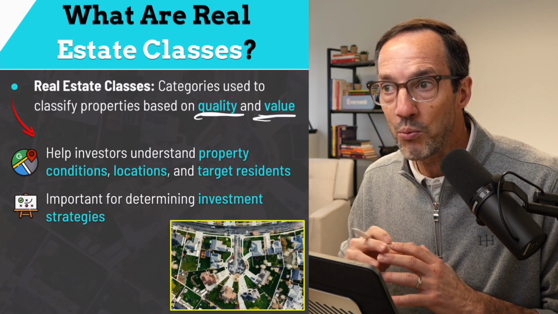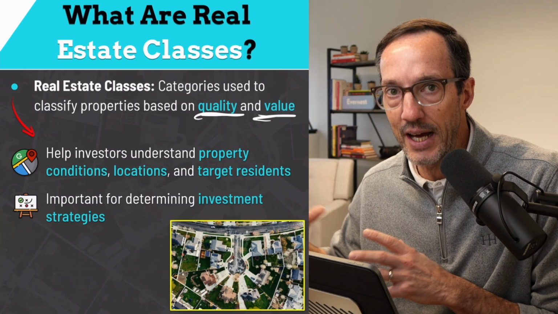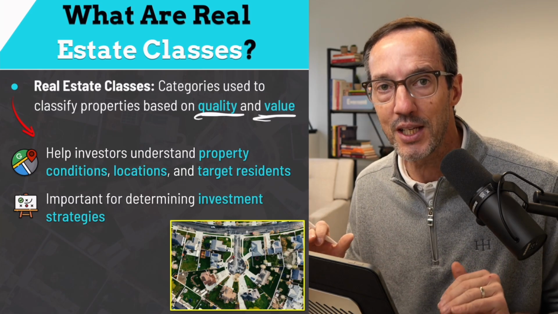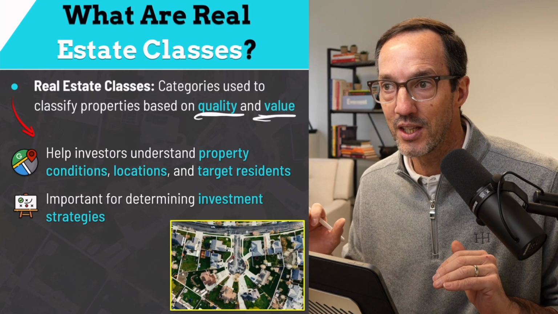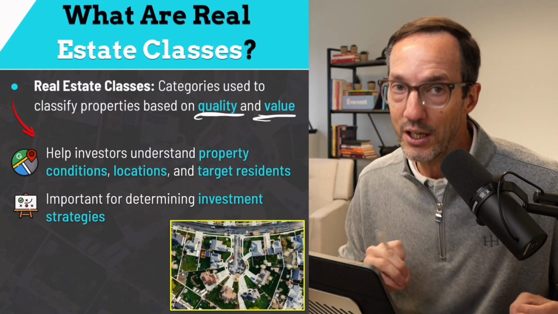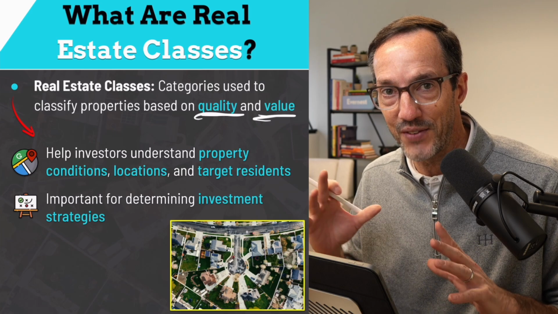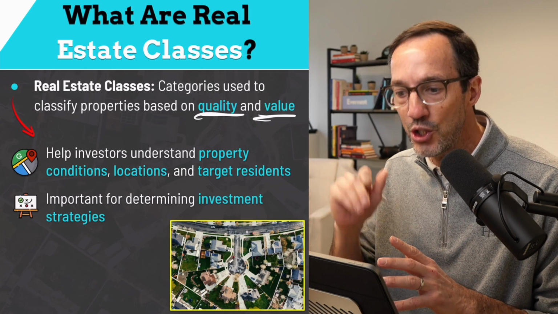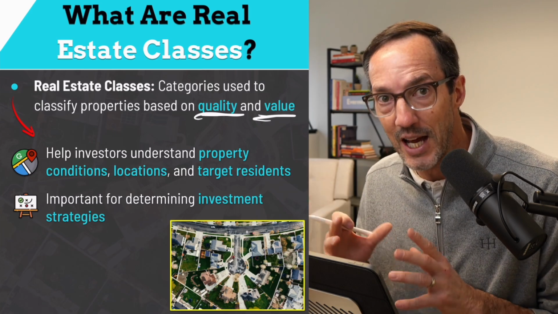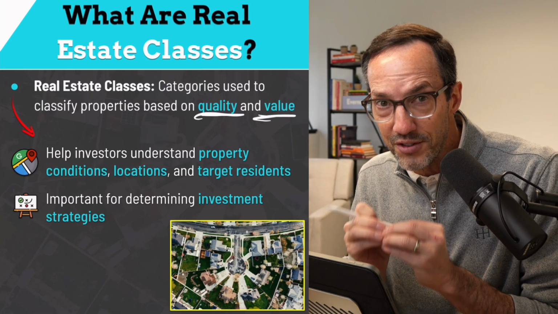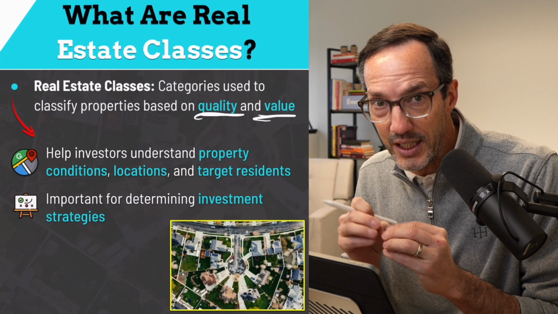Now, when we're talking about an A class area or a B class area, that doesn't mean that every single property in that area is great for you or not great for you. This is more of a general understanding of the areas that you're buying in, so that you can say, okay, generally I want to be in this type of area. Now I get to dig into the actual zip code, the actual street, the neighborhood.